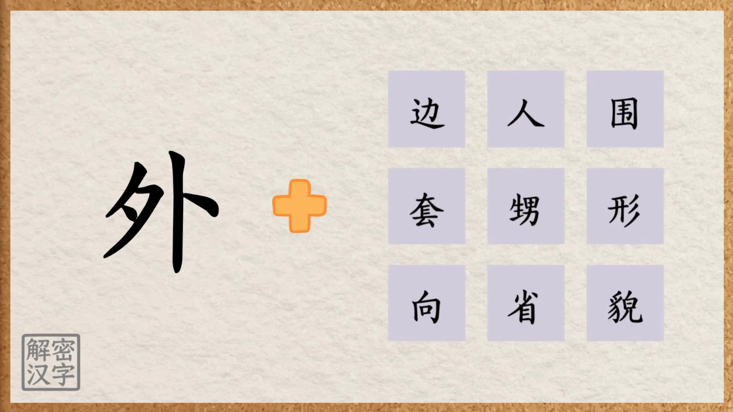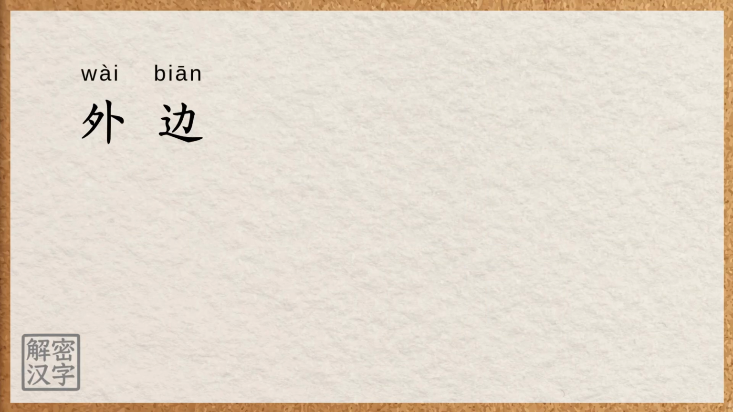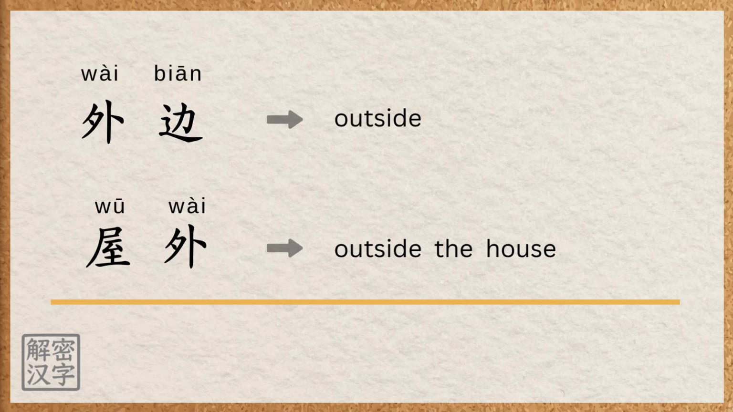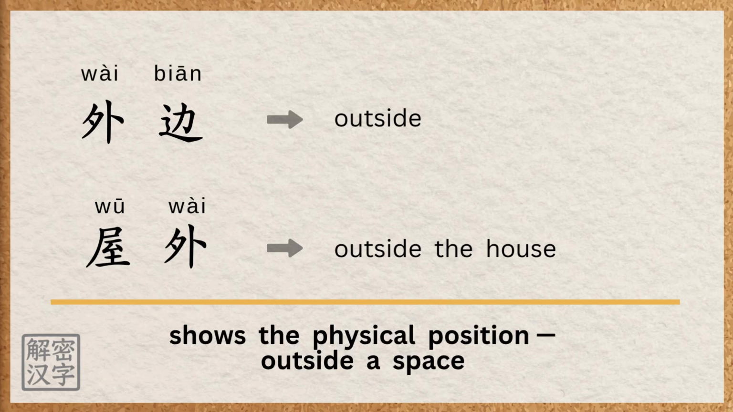Wai generally means outside, but when it combines with other characters, it can also express more abstract meanings, such as foreign or external. Let's look at a few examples. 外边 means outside. 屋外 means outside the house. Here, 外 shows the physical position outside a space.